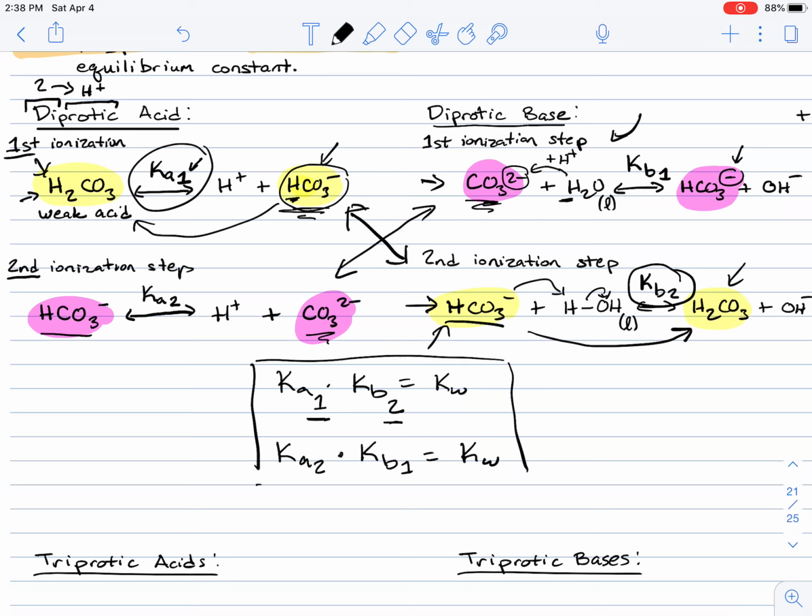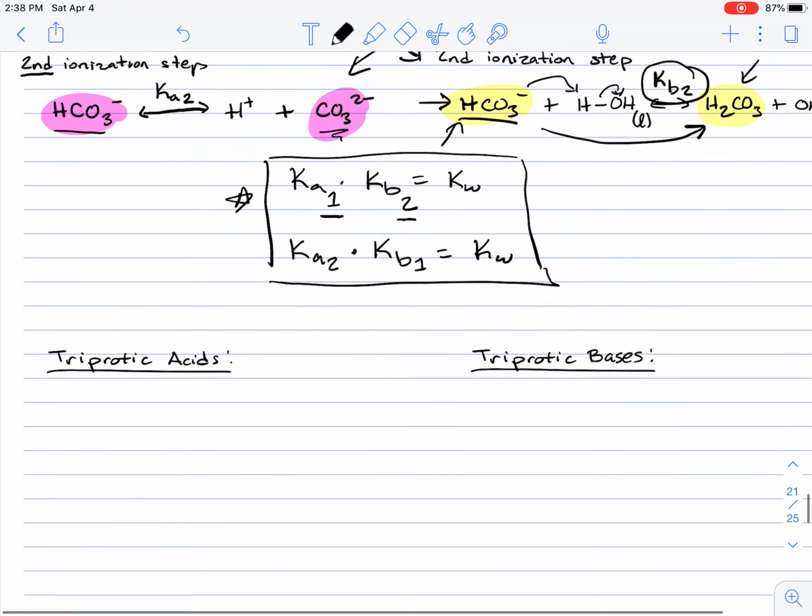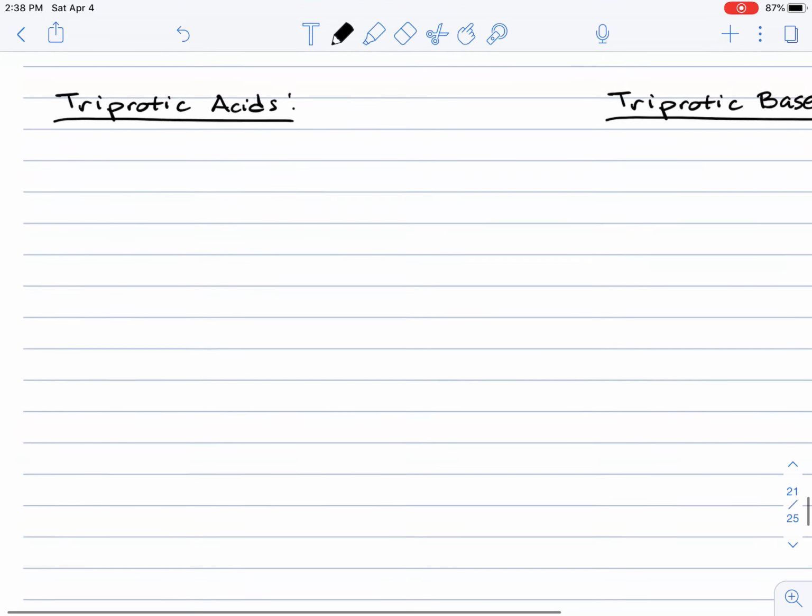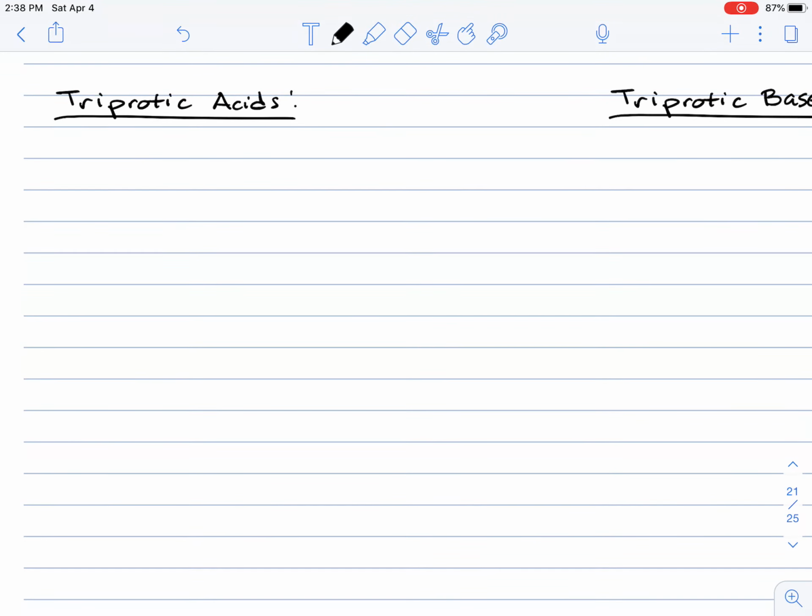So this is something that you guys definitely need to pay attention to when you are applying this in a word problem type of setting. And we'll take a look at that in just a few. All right. And so let's go ahead and go through the motions for triprotic acids and triprotic bases, just so you can see how those chemical equations are written, as well as the relationship between Ka and Kb.